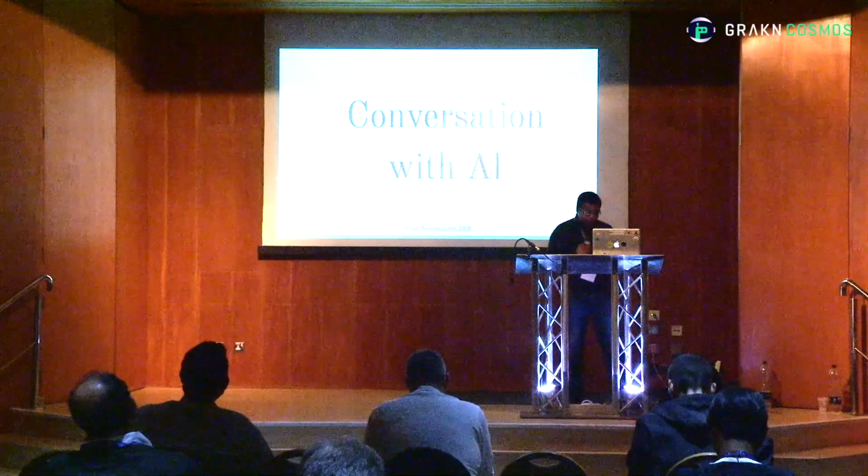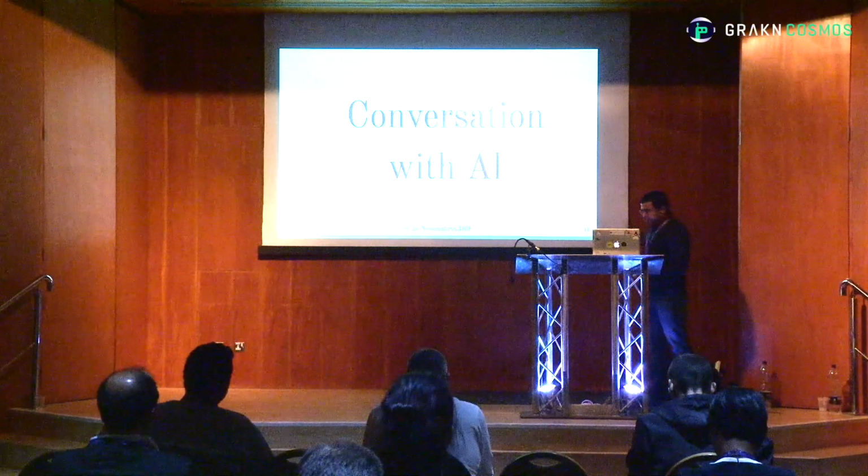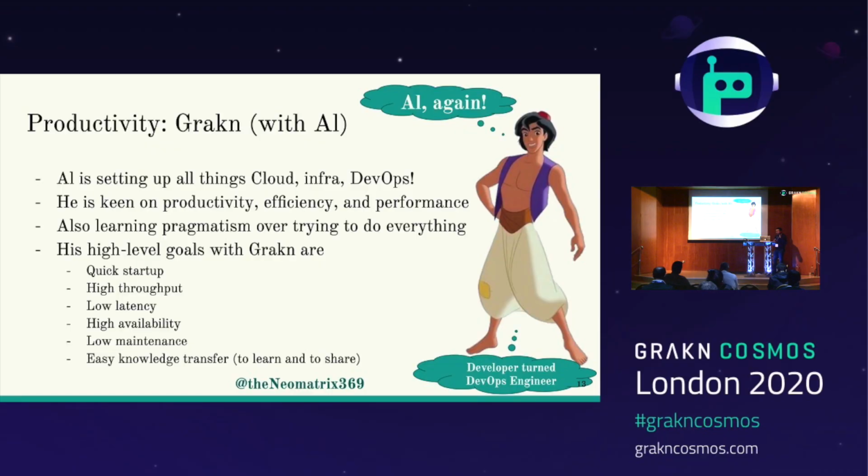So I'm having a conversation with Al, who we introduced earlier. He's a DevOps engineer. Actually, he's a developer turned DevOps engineer. And just a little bit about Al: he is responsible for certain things. He has got certain goals. He likes to do certain things. And he wants to make his users happy.